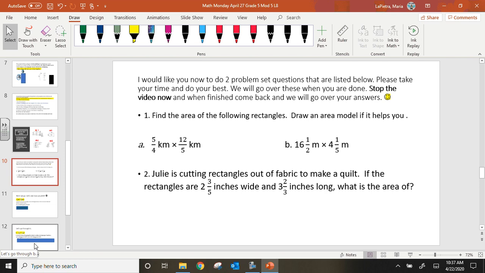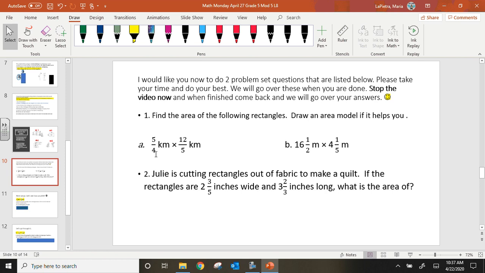Okay. All right, so I would like you now to do 2 problem set questions that are listed below, A and B. Please take your time and do your best. We'll go over these when you're done. So stop the video now, pause it, and when finished, come back and we're going to go over your answers. So number 1, find the area of the following rectangles. And this one says, draw an area model if it helps you.